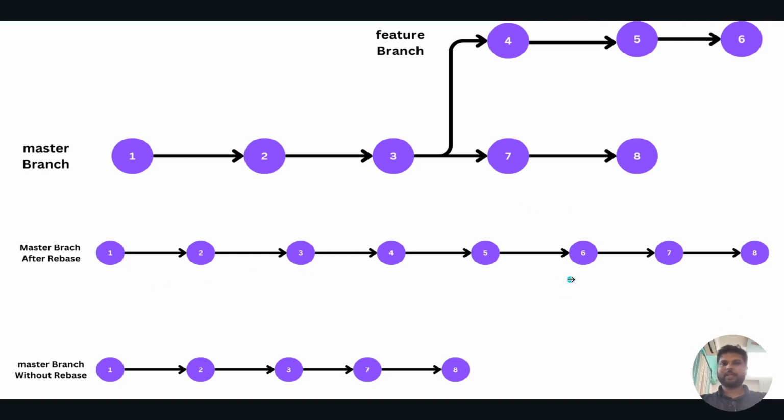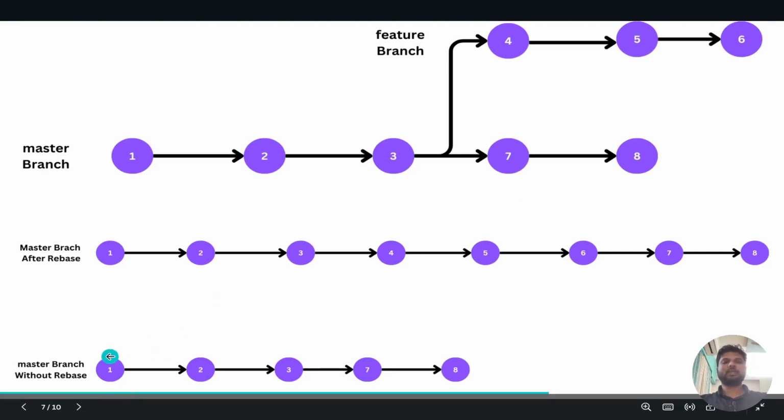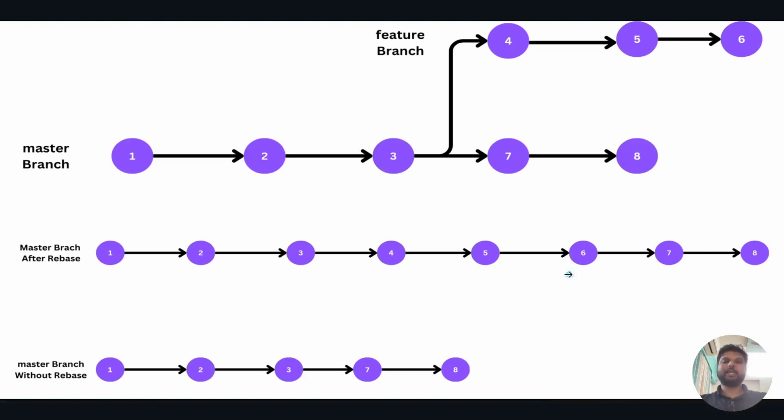Now let's say your fellow developer was working on that master in some other way and his history looks like this. We have the master with commits 1, 2, 3, 7, 8. If you observe, the 4, 5, 6 are not present in his own master. Now here is the issue.